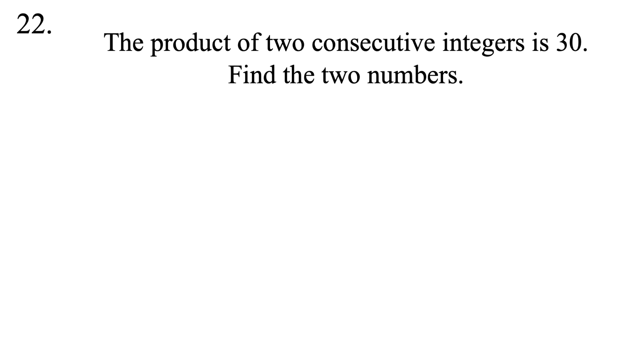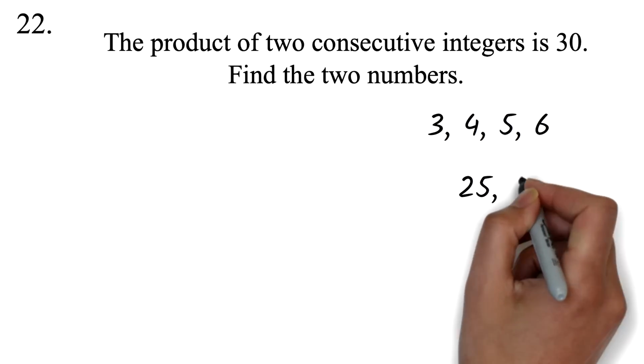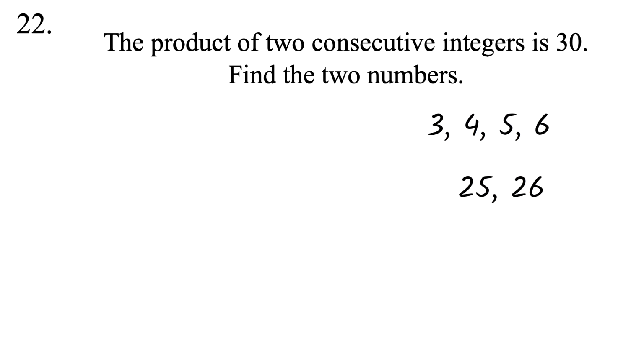The product of two consecutive integers is 30. Find the two numbers. This is a question that you can easily solve without using any mathematical methods. Consecutive integers are simply numbers that follow each other. So 3, 4, 5, 6 are consecutive integers. 25 and 26 are also consecutive integers. I'm sure you get the point.